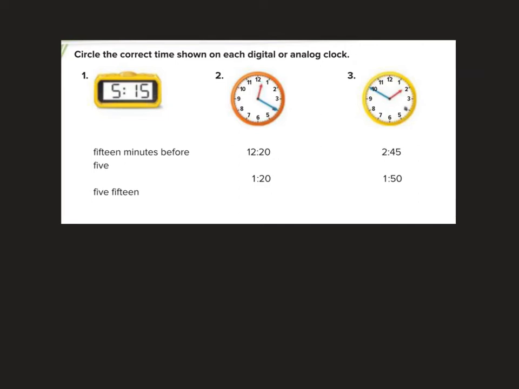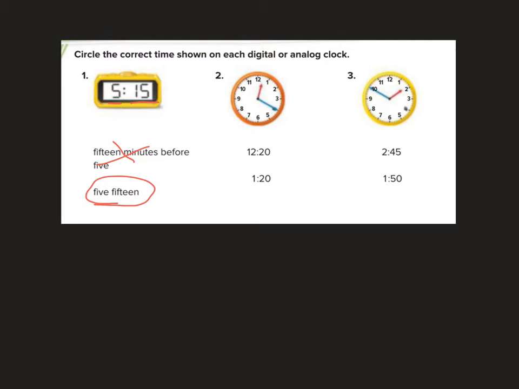Circle the time shown on each digital or analog clock. So this is 5:15. Is it 15 minutes before 5? Nope, because it's 15 minutes after 5.